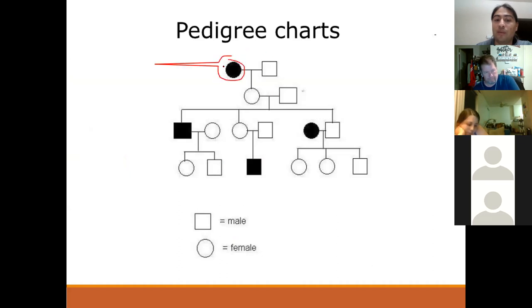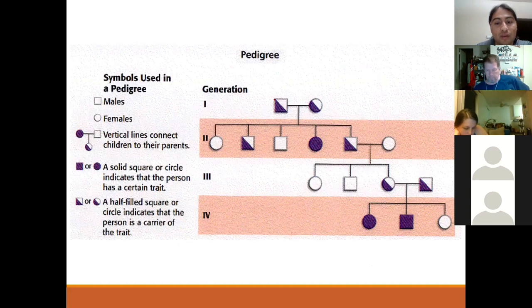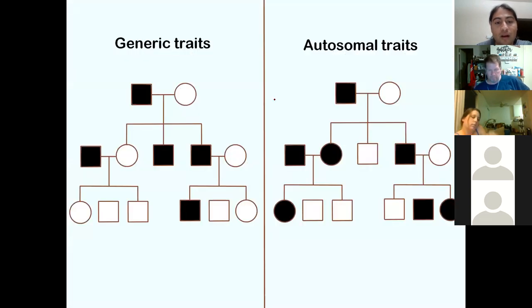This is the trait that you're following, like this one over here. And males, again, squares, and females are circles. So, let me see, disease caused by a dominant allele. Okay, there you go. Usually when you have autosomal traits like this one, autosomal means that it's not related to the sex chromosomes, you're going to see that there is no real pattern of only boys or only girls having it. You're going to see a general distribution throughout the whole pedigree.